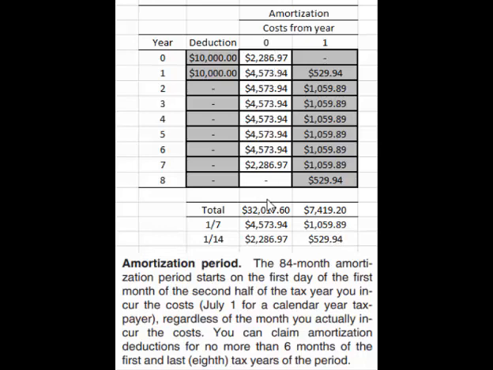The gist of it for forestry, the way that I see it, is that you don't necessarily pay so much attention to the 84 months. You just pay attention to the 1/7 and the 1/14, and that allows you then to produce your amortization schedule.